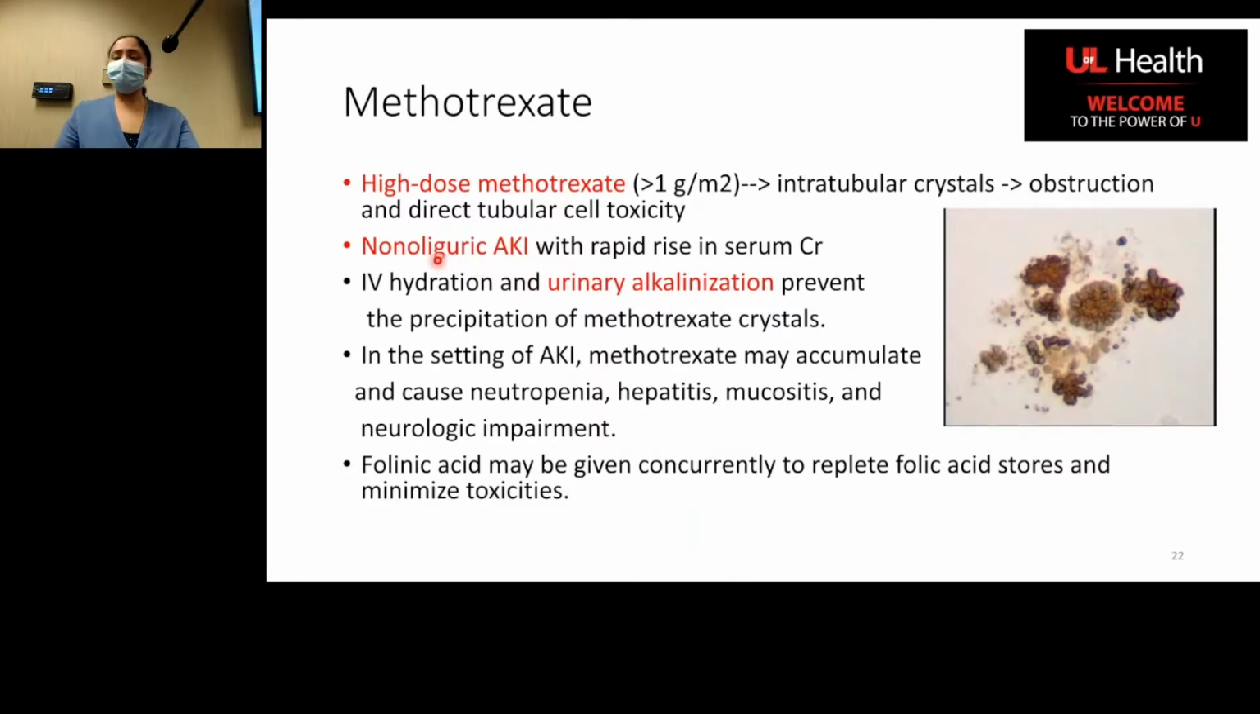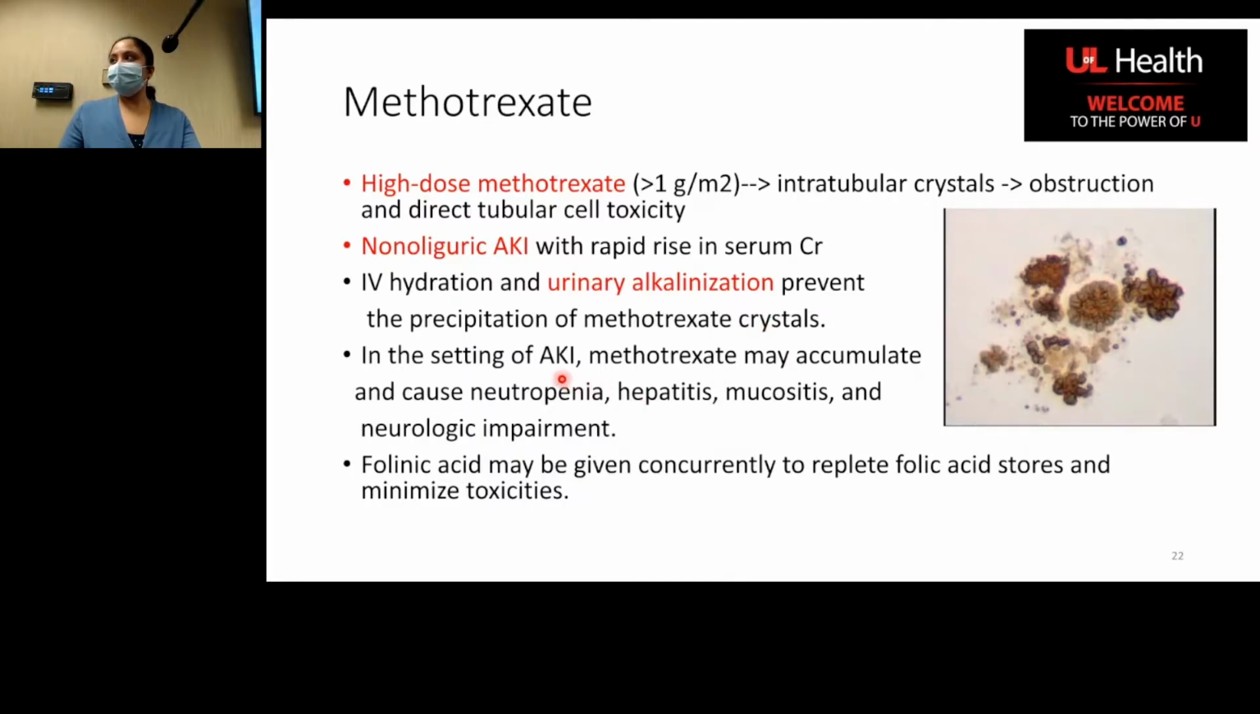One of the characteristics of methotrexate toxicity is that it causes a non-oliguric AKI and a rapid rise in serum creatinine. So the urine output may be well preserved, but you will see a rapid rise in the serum creatinine. Again, something which is already being done, but still can cause toxicity, is urine alkalinization. So patients, when they're admitted to get methotrexate, are already receiving bicarbonate infusion to keep their urine pH at least 8 to 8.5. And that is believed to prevent precipitation of methotrexate crystals.